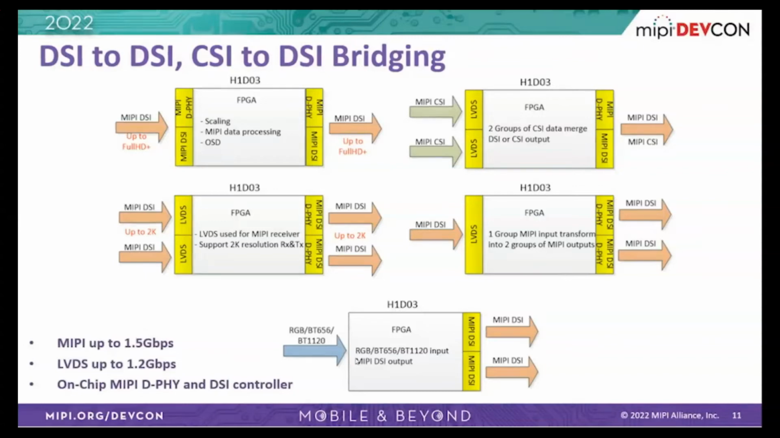So in this diagram, you can see, for the first one, it can support MIPI DSI input to MIPI DSI output. It can support up to Full HD or Full HD plus resolution. And in this case, the FPGA can do the scaling and MIPI data processing, and also some OSD application. And for the second one, it can do the MIPI CSI to DSI conversion.